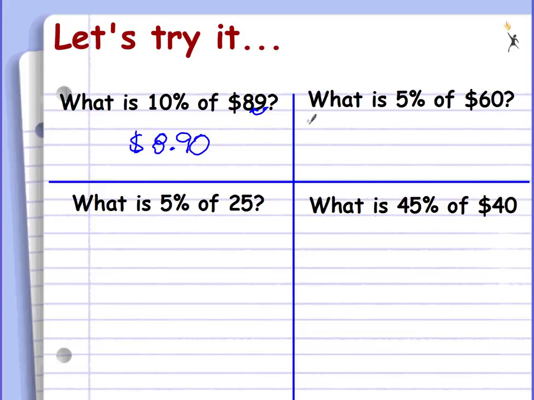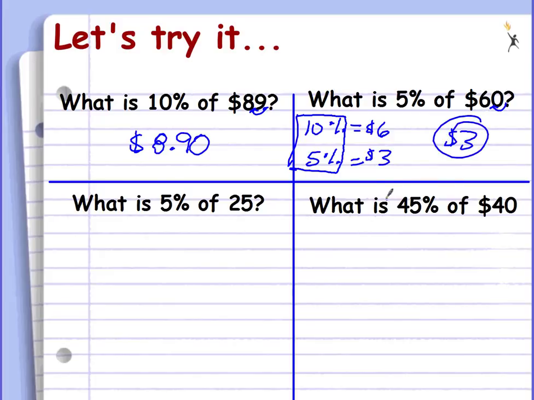What is 5% of $60? Well, I can mentally find 10% by moving the decimal over 1 place. So 10% is $6, but we want 5%. Well, take a look here. Isn't 5% half of 10%? If I take my 10% and divide it by 2, I get 5%. So I can do the same thing with the money. If I take my $6 and divide it by 2, I get $3. So 5% of 60 is going to be $3.